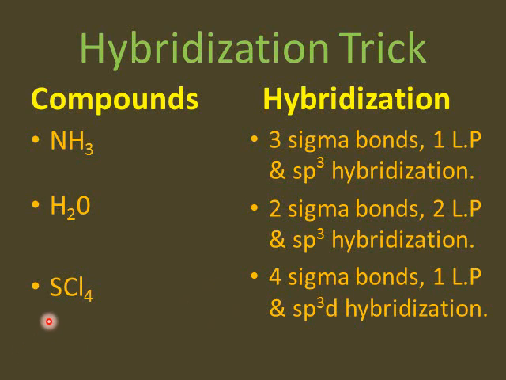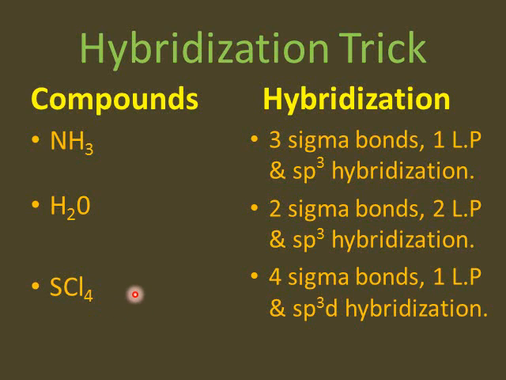So now let's discuss SCl4. Here S is sulfur. It is the central atom. It belongs to group number 16. It has 6 electrons in its outermost shell. Now what is going to happen? Of these 6 electrons, 4 will form bonds with chlorine. So it will form 4 sigma bonds. And how much is left behind? 2 electrons will be left behind. Out of 6, 4 are forming bonds with chlorine and 2 will be left behind.